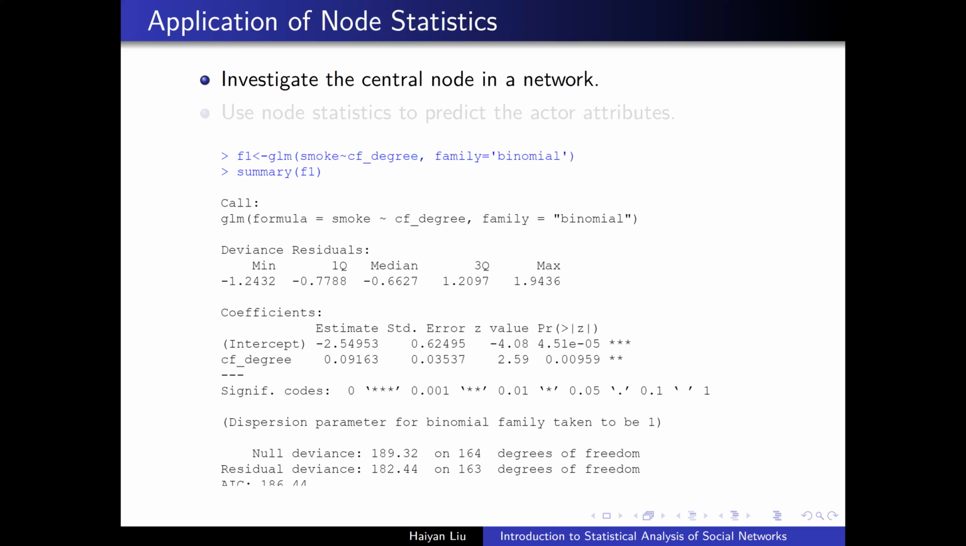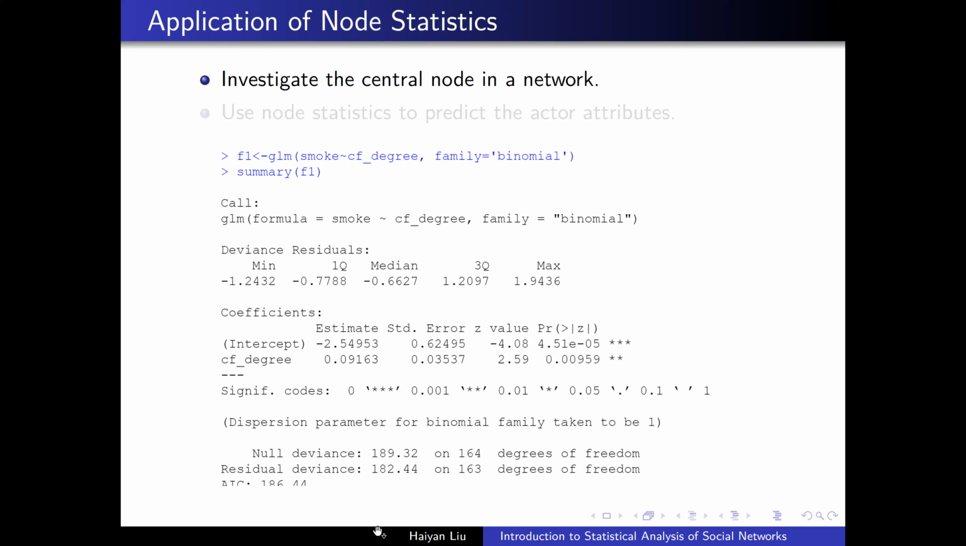Now, after we summarize the network statistics, and the node statistics, we actually can use the node statistics in the subsequent analysis. We could use the node statistics in a network as one variable or predictor in other analysis. For instance, in regression analysis, to predict the smoking behavior using the degree centrality.